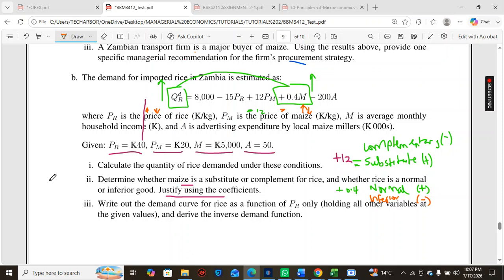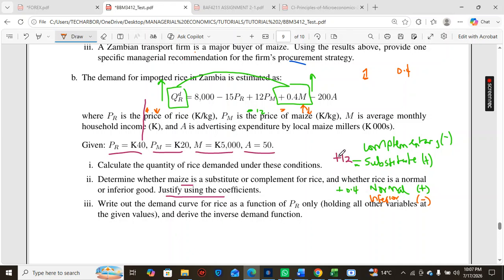Oh, and I forgot to also mention these numbers. Let's start with this income here. If income increases by 1 unit, quantity of rice is going to increase by 0.4 units. That's what we're saying here, when you look at the relationship between these two, holding other factors constant. If income drops by 1 unit, quantity demanded of rice also drops by 0.4 units. That's what the 0.4 means.